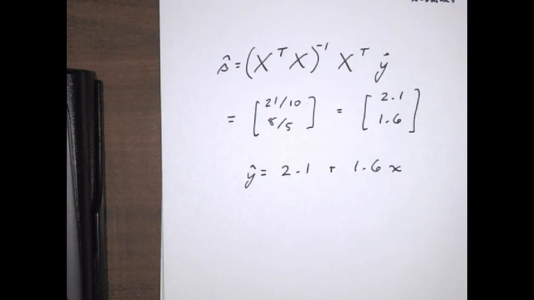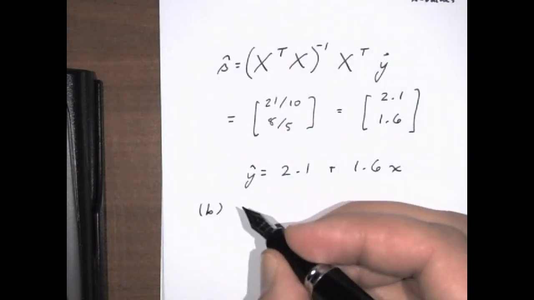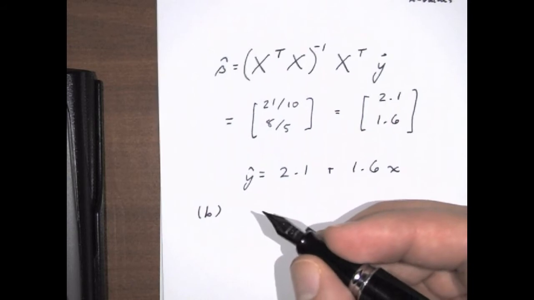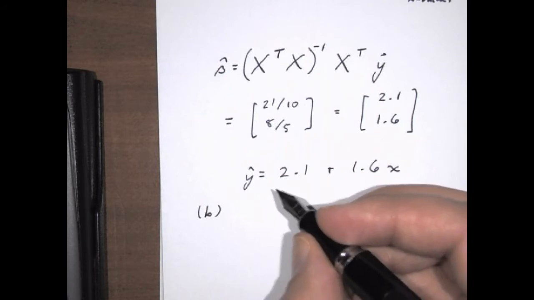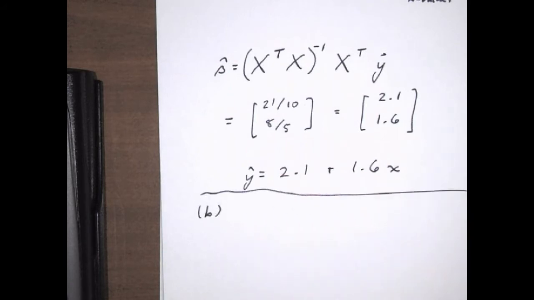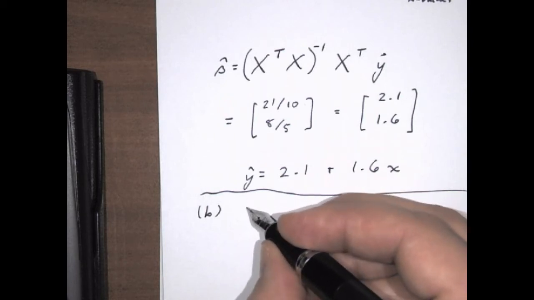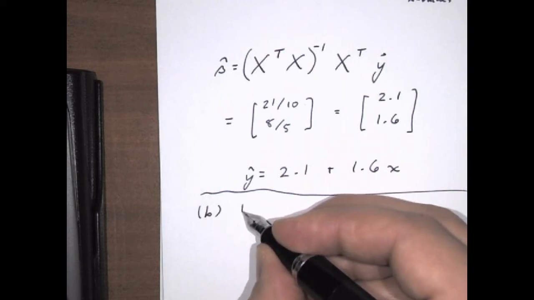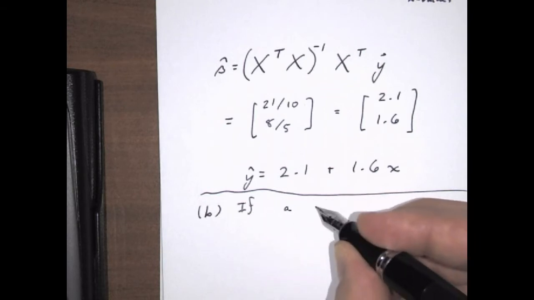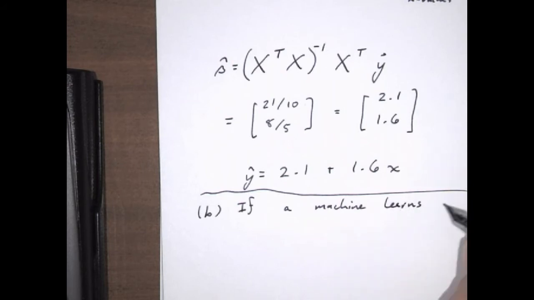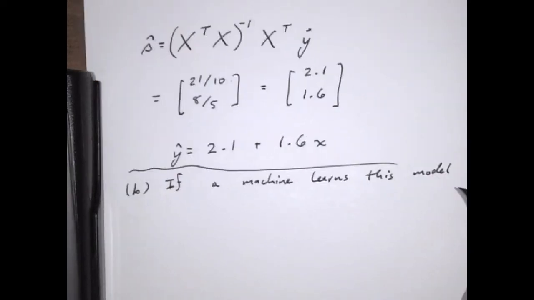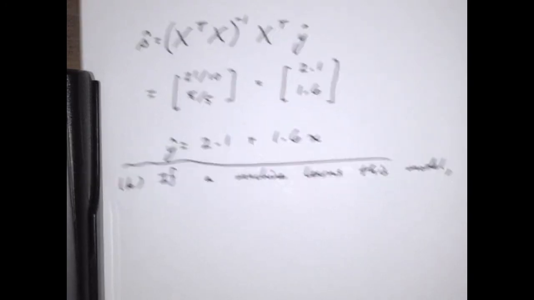Now what does that mean? So for example, if I wanted to predict the value that y would have if x equaled 4, something not quite in our data set but close to it, then I could just plug that in. So the way your book words this is something like, if a machine learns this model. Let me zoom back out a little bit. I zoomed in for the calculator.